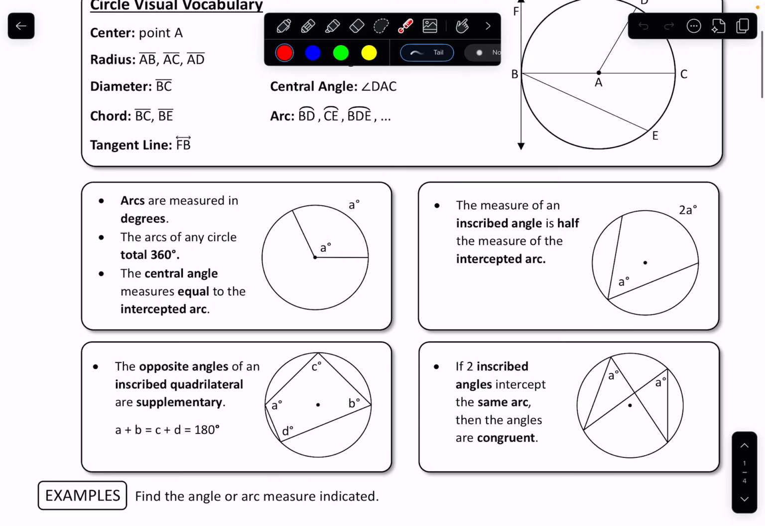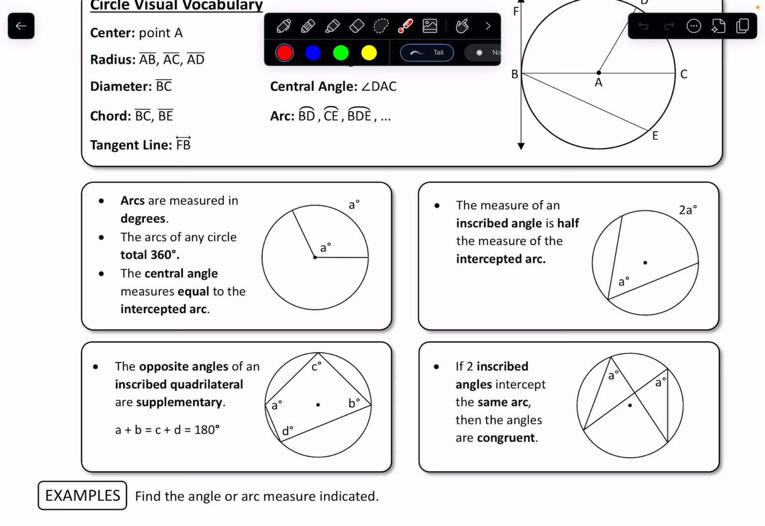All right, so things that you need to know about these new terms. An arc is measured in degrees. That's one of the ways we measure an arc. We can also measure the length of an arc, like when we find the perimeter, but a lot of what we're going to be doing in this chapter is measuring using angles.